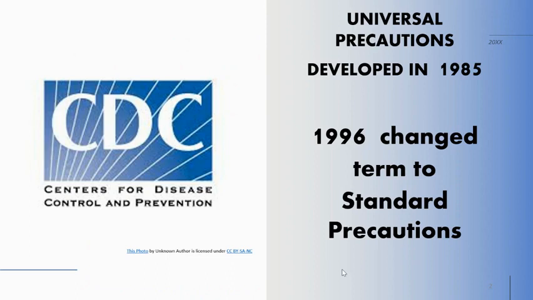Universal precautions were developed by the CDC in 1985, mostly in response to the HIV epidemic, implementing standards to prevent transmission of HIV/AIDS and hepatitis B, as well as other bloodborne infections for the protection of everyone. In 1996, the CDC expanded these safety measures for infection control and labeled the term standard precautions.